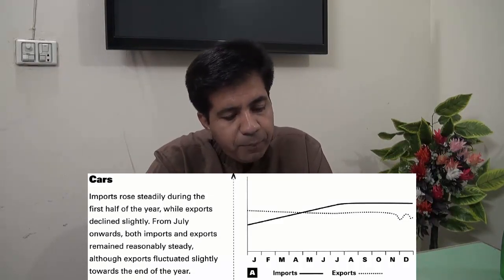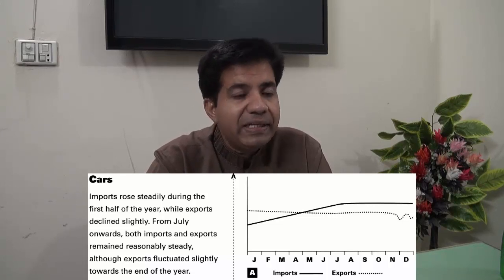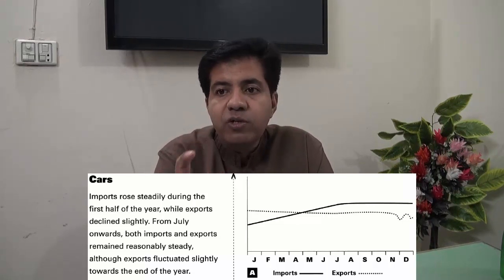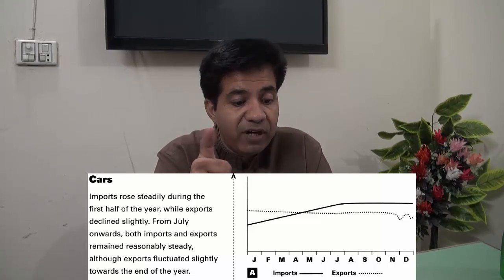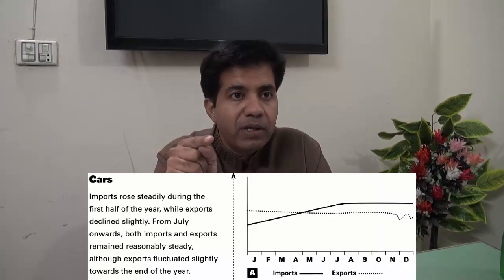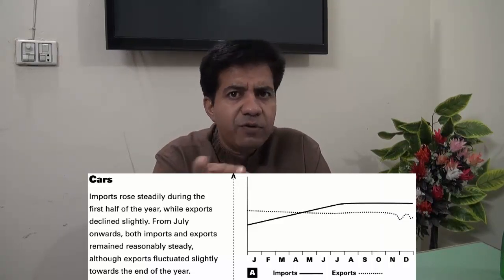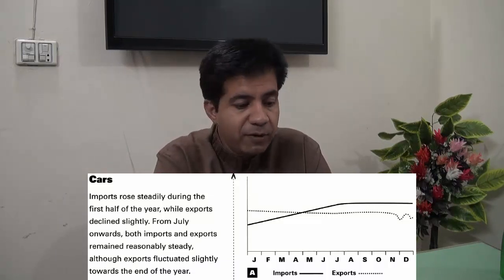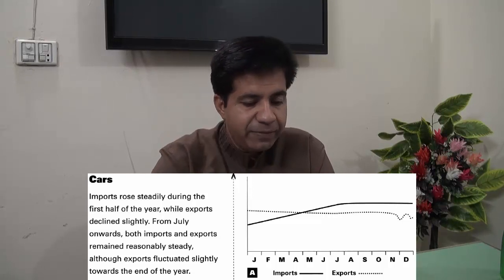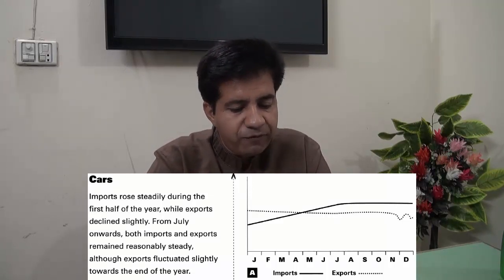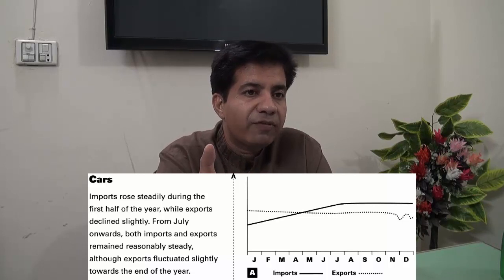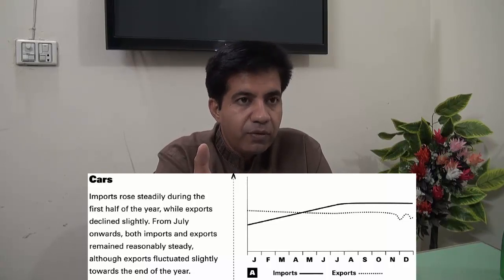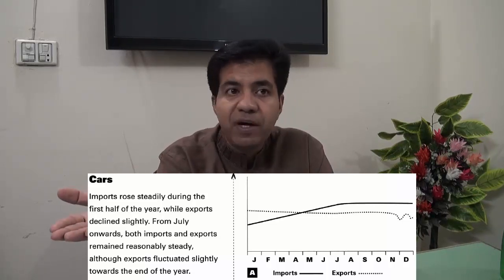Cars. Imports rose steadily. Now please observe carefully. Rose is the second form of rise. It's the verb and steadily is the adverb. Remember I was telling you in the last few videos, I was telling you a verb adverb phrase. This is verb adverb. Rose steadily during the first half of the year. Now what does it mean, first half of the year? First days of the year. Till June. The first 6 months of the year.